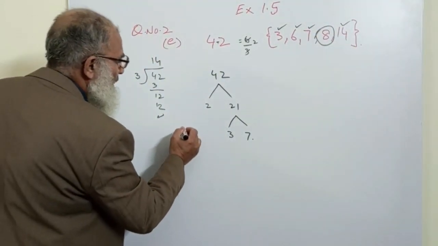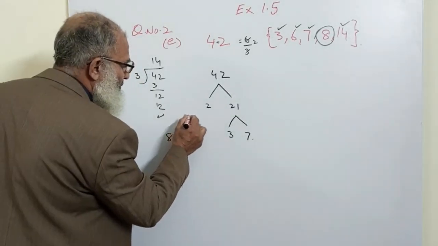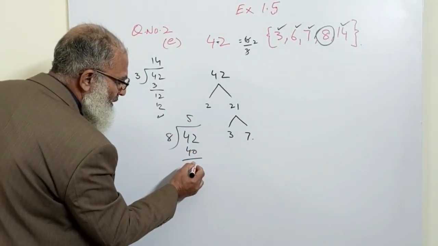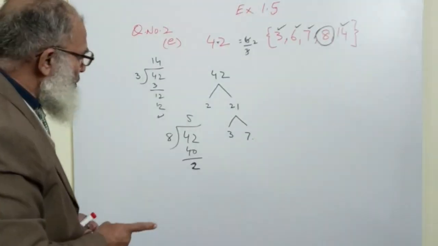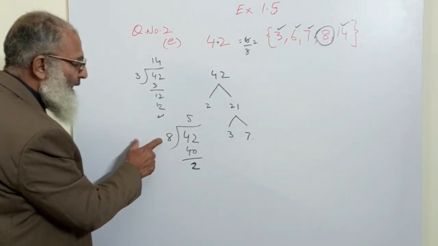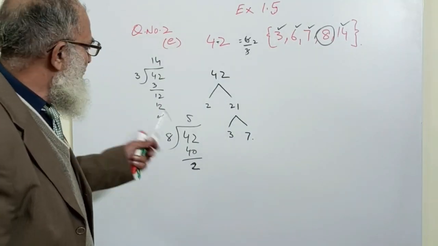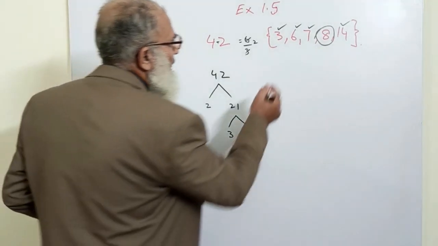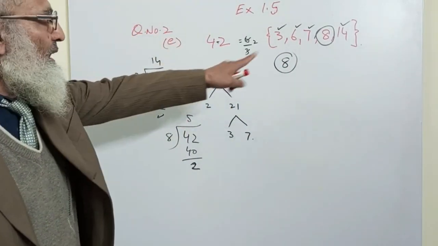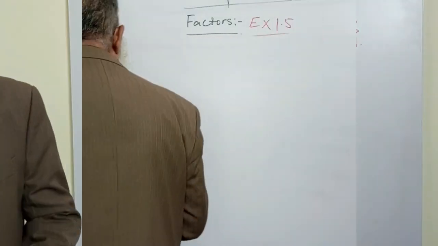Because you see 42 when divided by 8 gives us 5 times 40 and 2 is the remainder. So when we get a remainder, that means the number is not the factor of the number we are finding. So the answer over here is 8. Only 8 is the number which is not the factor of 42. Rest of the numbers are. So we proceed to the next question.